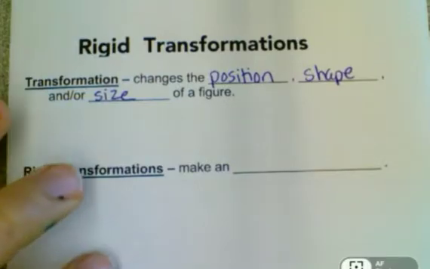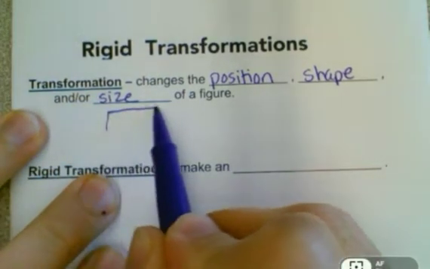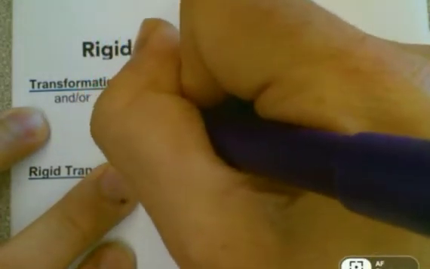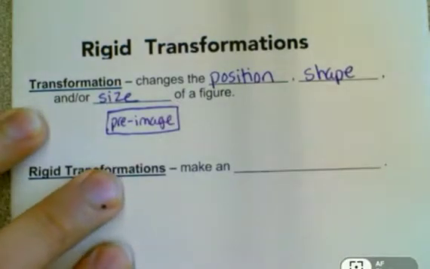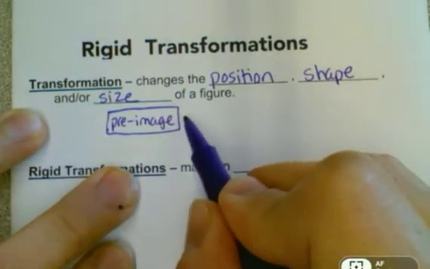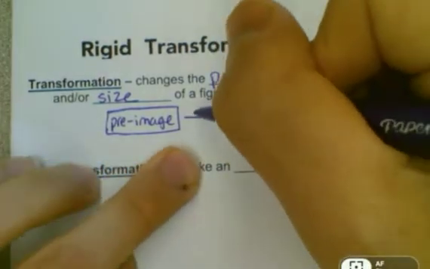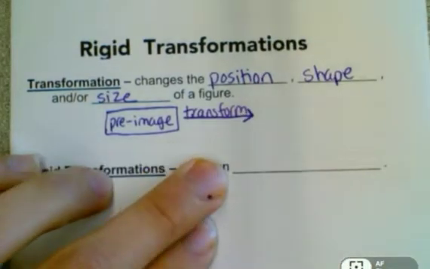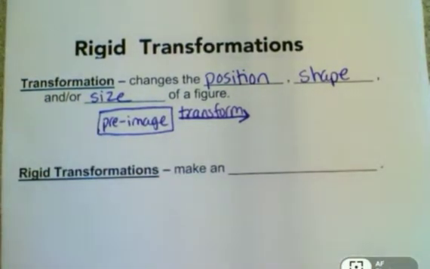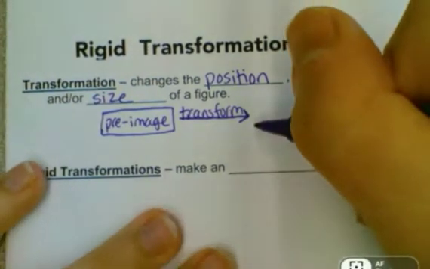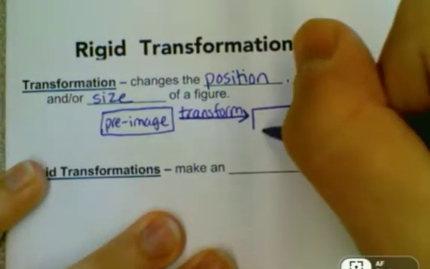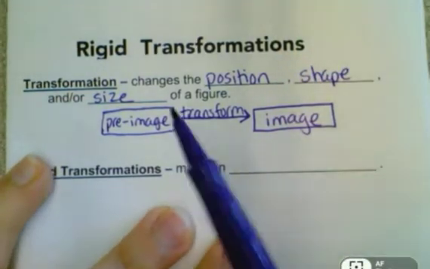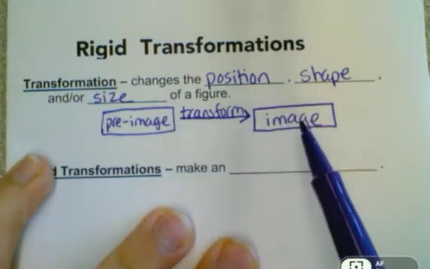A couple of vocabulary things that are really important. We start with a figure or a shape, and we're going to call that the pre-image. It's the original, the one that we're starting with. And we're going to apply a transformation to that figure of some kind. So we're going to transform it, and it's going to become something new. It might be the same size or shape, it might have grown, we don't really know, but it's going to undergo some kind of transformation, and when it pops out on the other side, we're going to call it the image. So the pre-image gets transformed and becomes the image.